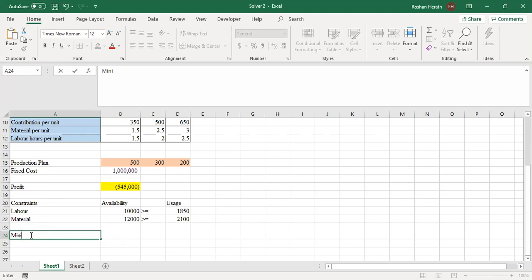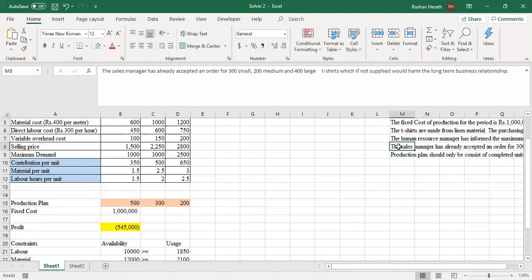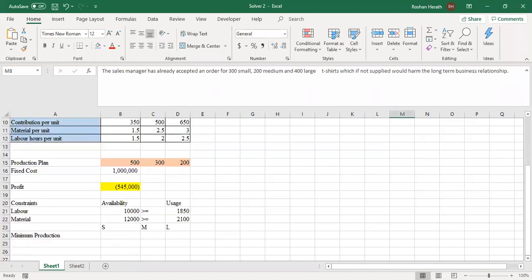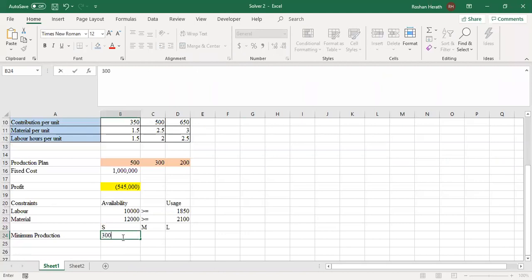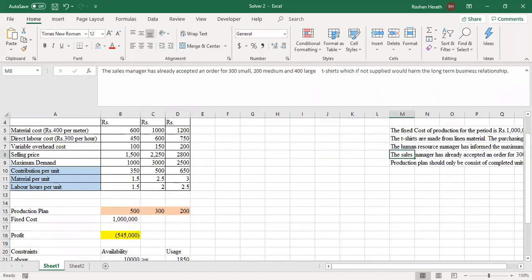So therefore, I might identify this minimum production as my constraint. There we have small, medium, and large. We have accepted that particular order for 300, 200, and 400. So that is the order that we have accepted.